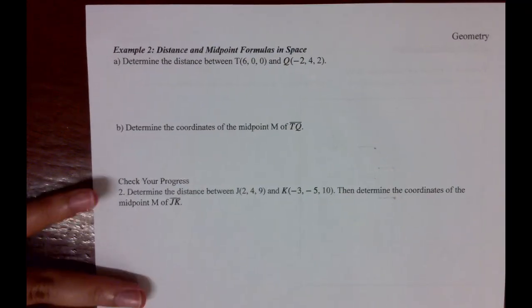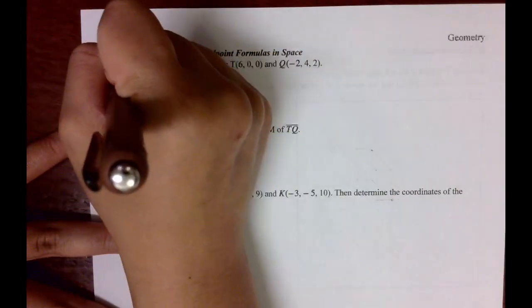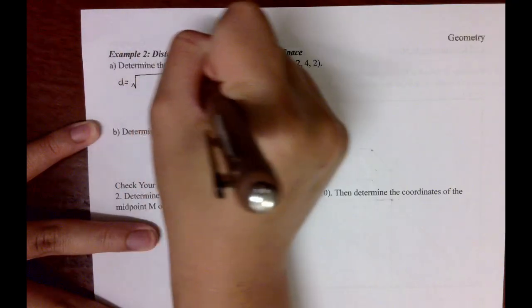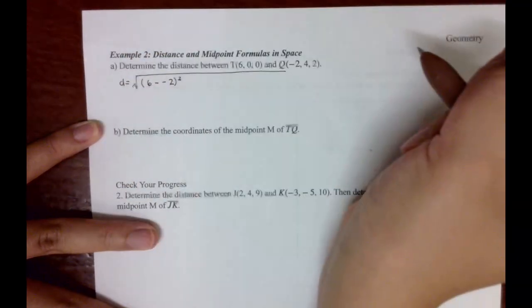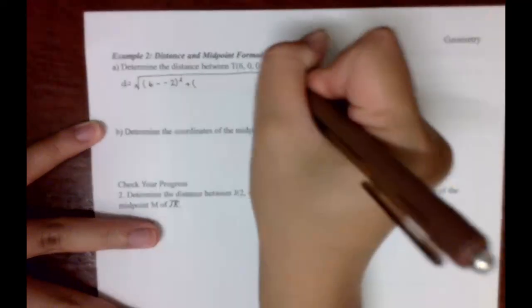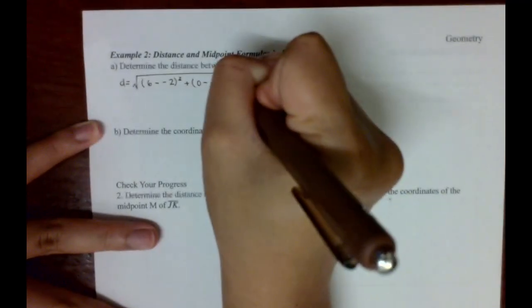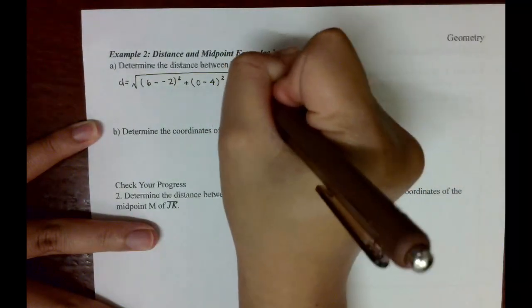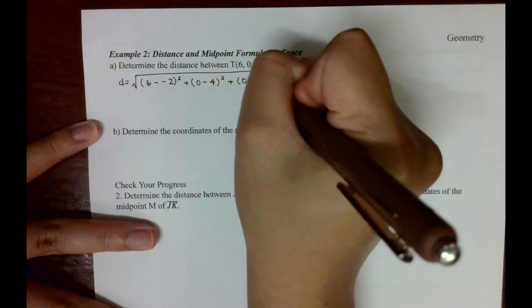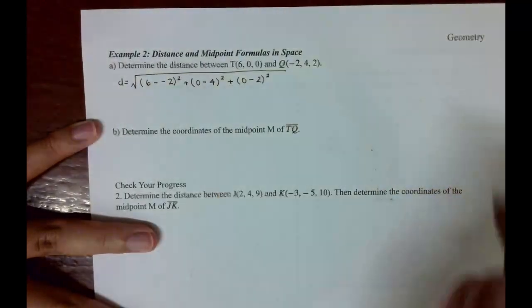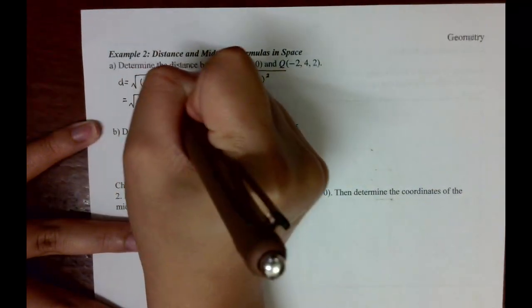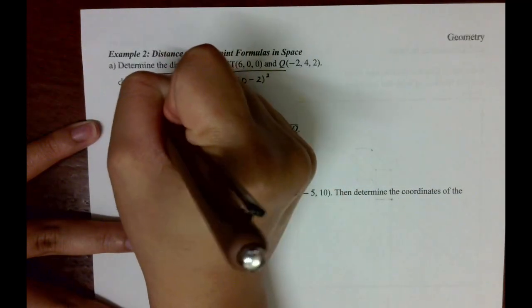So determine the distance between T and Q. So distance equals square root, should be pretty familiar to us, x1 minus x2, so 6 minus negative 2, squared, plus y minus y squared, so 0 minus 4 quantity squared, and then z, this is the new part, 0 minus 2 squared. So you recognize this part as the distance formula. All we're doing is now also doing it with our z coordinates. 6 minus negative 2 is 8, so 8 squared.